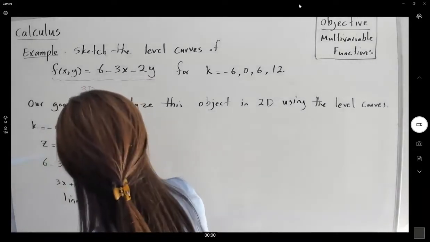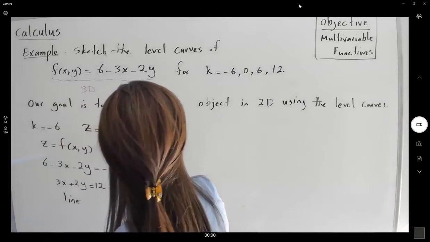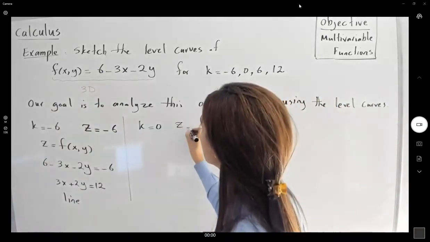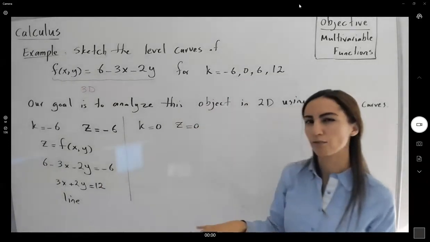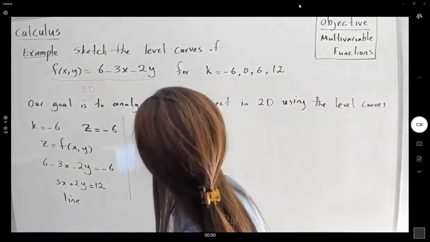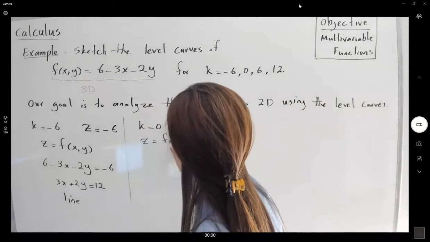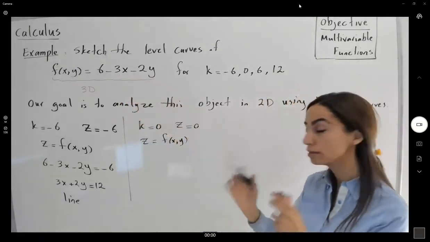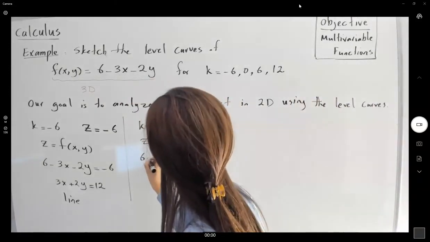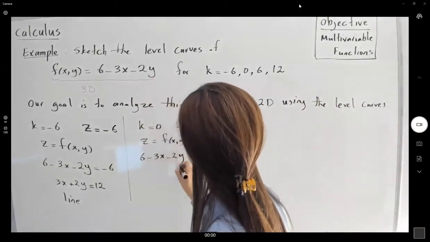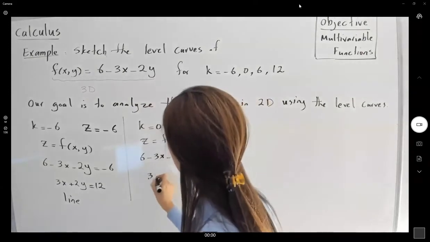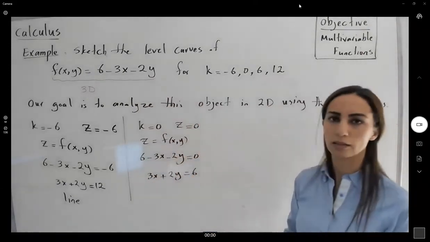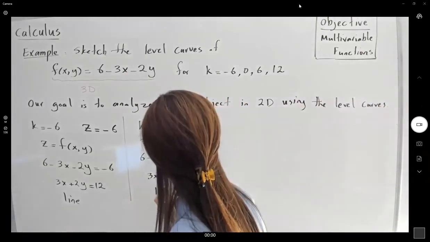Next k, k is equal to 0. What's the meaning of that? It means that I'm dealing with the plane z equals 0, or the xy plane. So my z is equal to f of x and y. What's the meaning of that? It means that this quantity is equal to 0. So 6 minus 3x minus 2y is equal to 0, or 3x plus 2y is equal to 6. Another line parallel to this line.